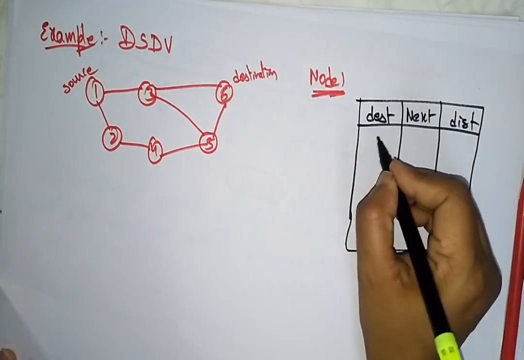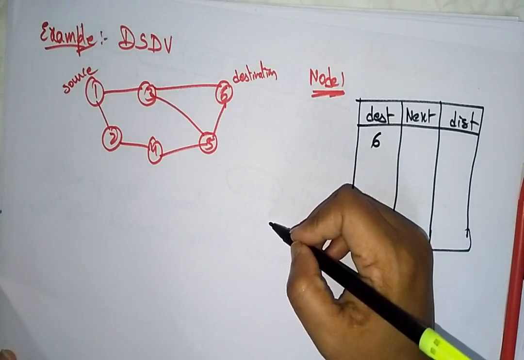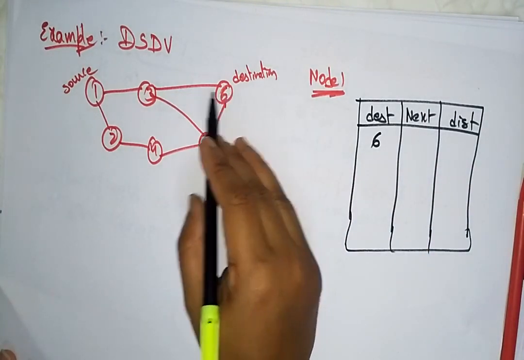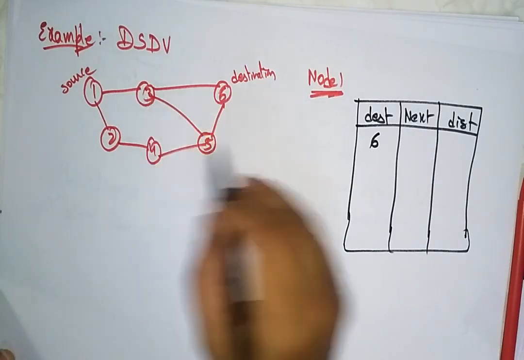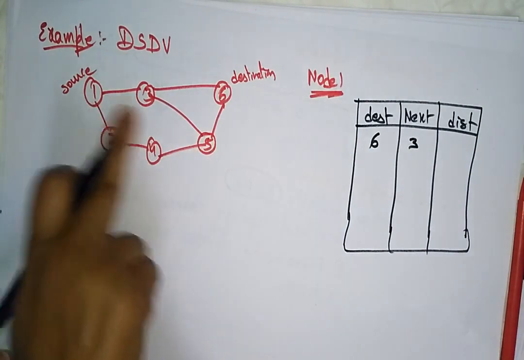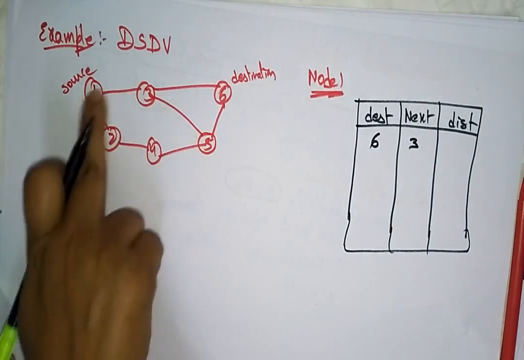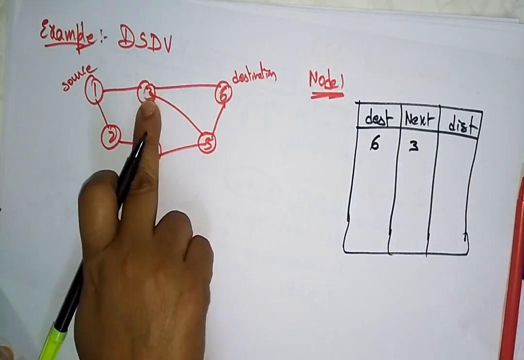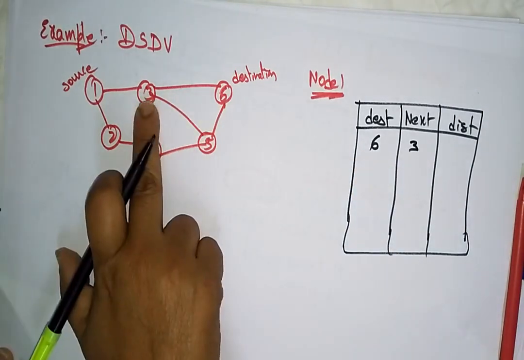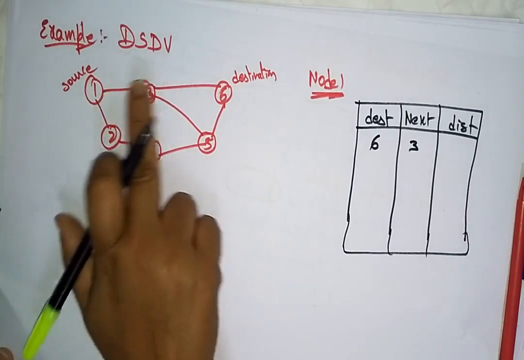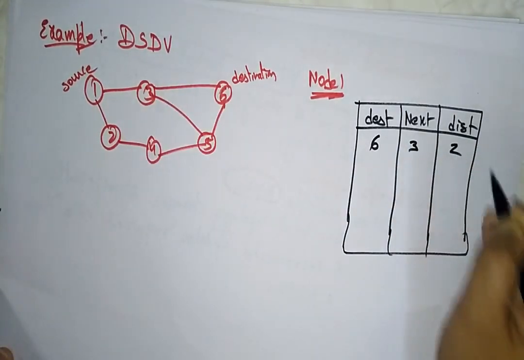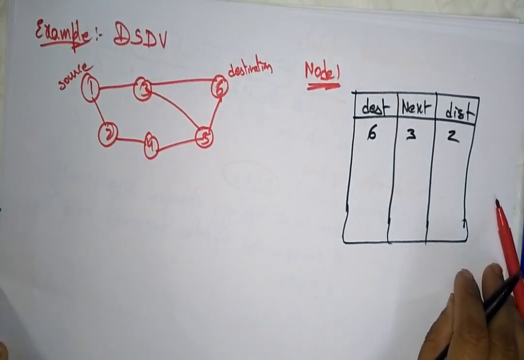Let's take 6 as the destination. So what is the next node for 6? From where is it coming? The 3 is the next, because going through 5 means from 1 to 5 it has to go like this, so it's better to take 3 directly. So 6 is the destination, the next is 3, and the distance is 1 and 1, one link and another link, so the distance is 2.